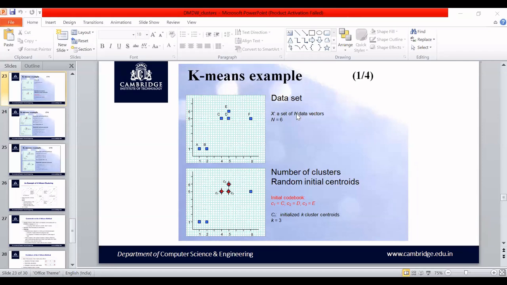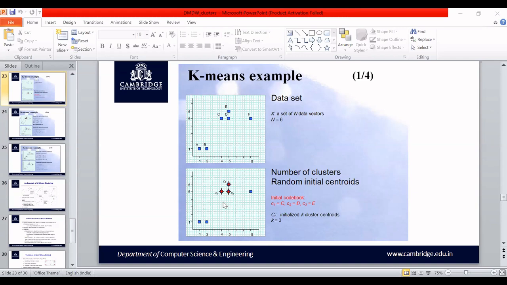So there are around 6 data points and it is given that it has to be classified into say 3 clusters. So the value of k is 3. So now apply the algorithm and try to solve this.